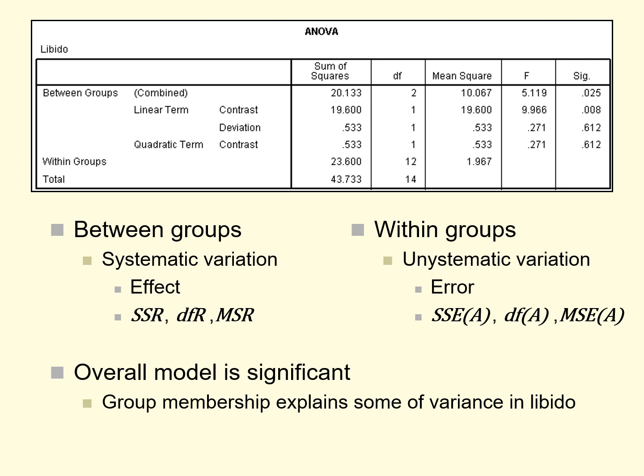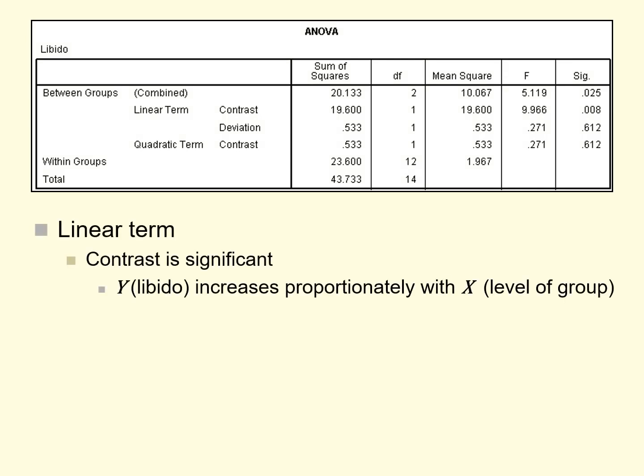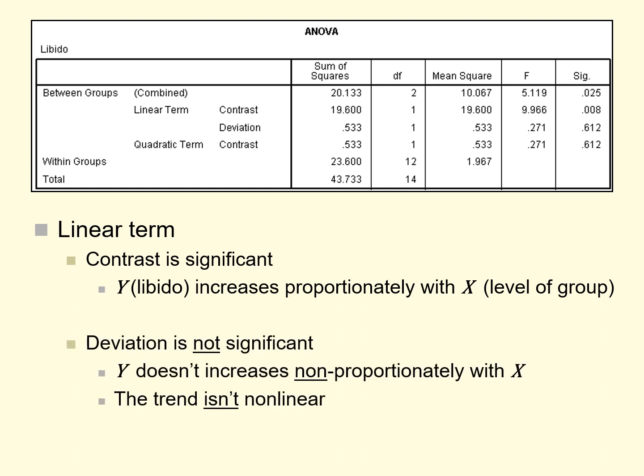We can interpret that by saying group membership or dose of the drug explains some of the variance in libido. Like I said before, it looks like the linear term is significant, so we can interpret that as suggesting that the outcome variable libido increases proportionately across levels of the predictor variable. The deviation is not significant, suggesting that the increase isn't non-proportional across levels of the predictor variable. So the trend is linear, it's not non-linear.